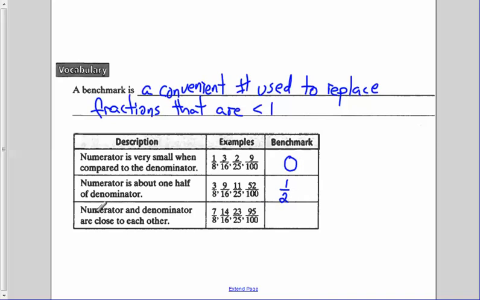And then in our next section, the numerator and denominator are close to each other. So 7/8, 14/16, 23/25, 95/100. Well, that's really close to a whole, so we'll just call it 1.